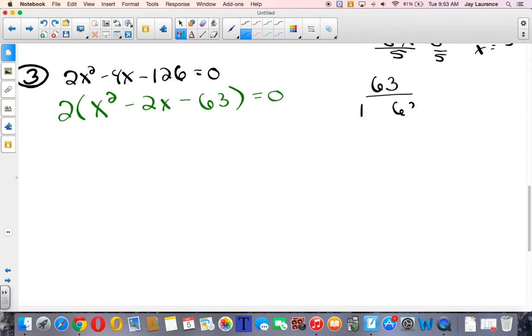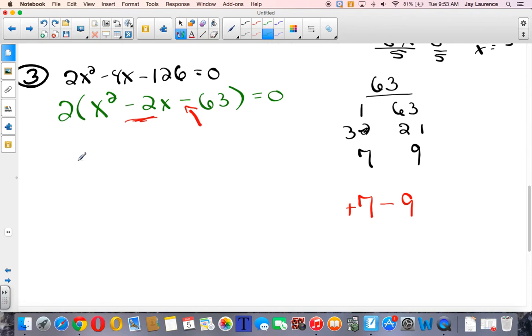So 1 and 63, 2 doesn't go in, 3 and 21, 4 doesn't go in, 5 doesn't go in, 6 will not go in, 7 will go in 9 times. All right, 8 will not go in. I need 2 factors of 63. That's subtract. How do I know it's subtract? Because c is negative. That's subtract to get negative 2 as an answer. Well, hey, how about 7 minus 9? A positive 7 and a negative 9.